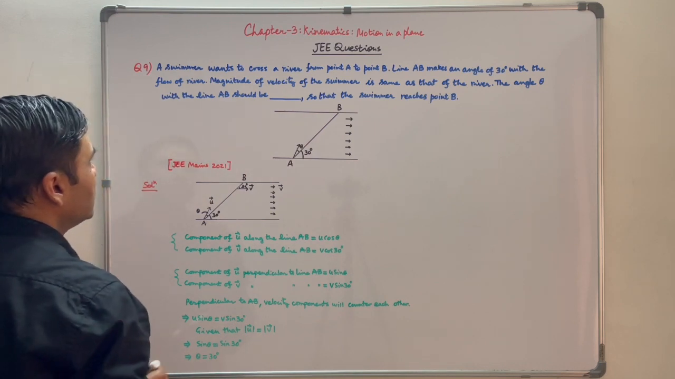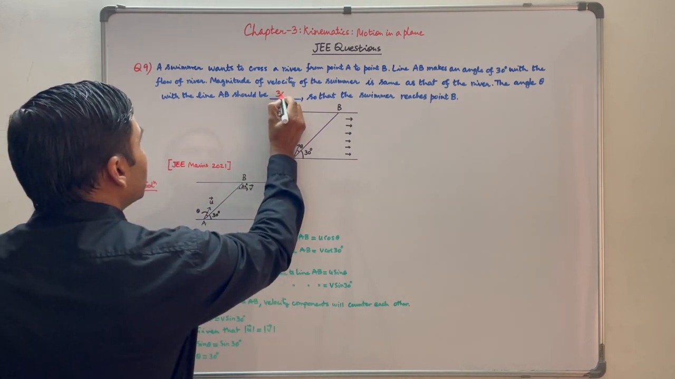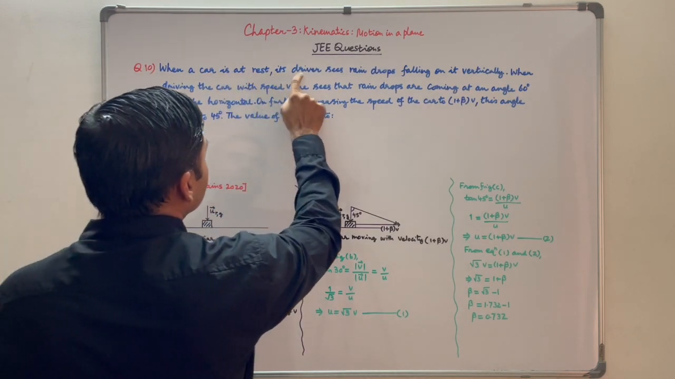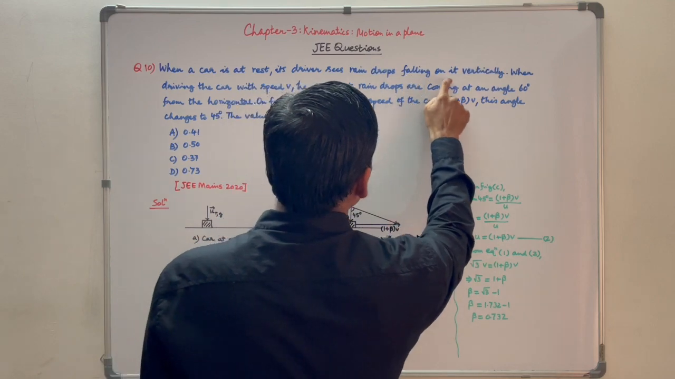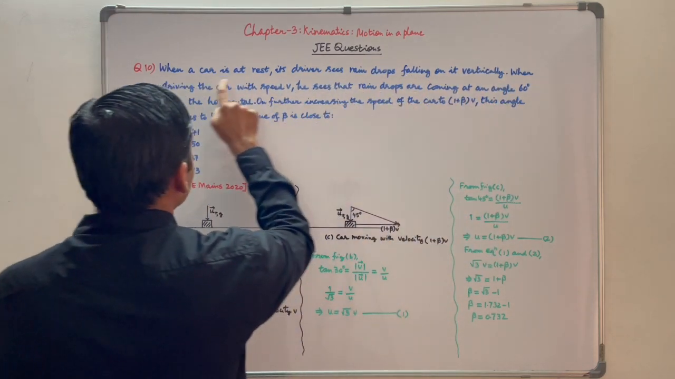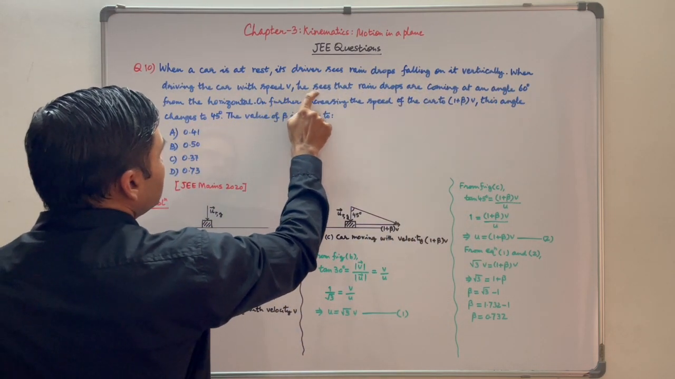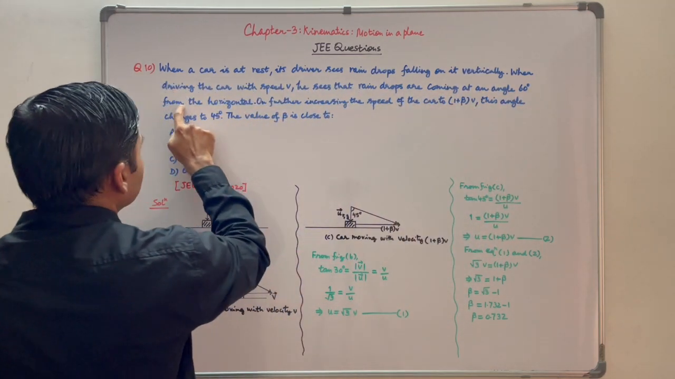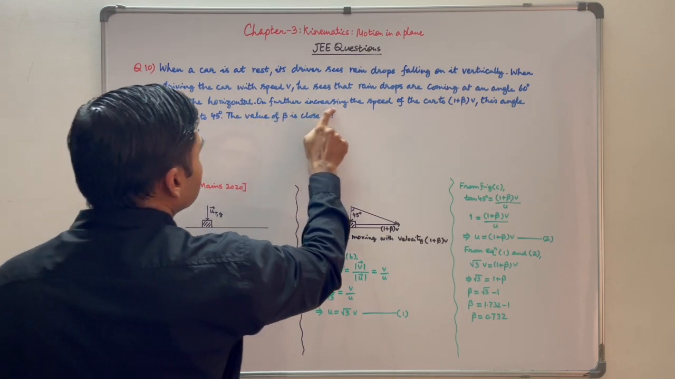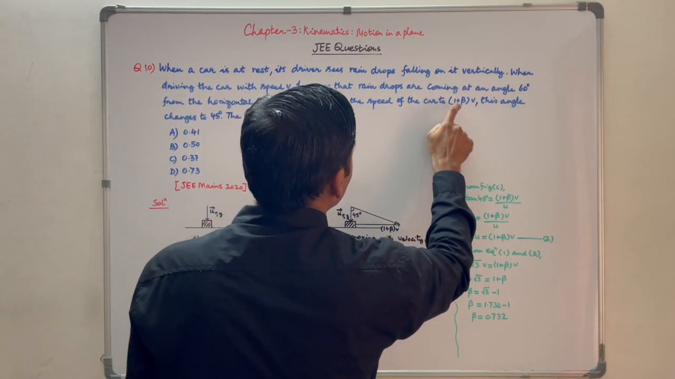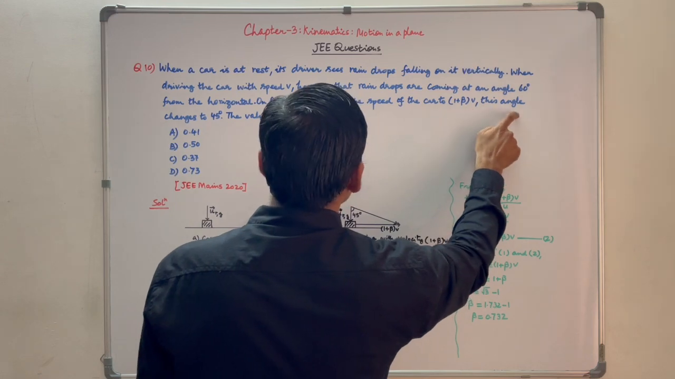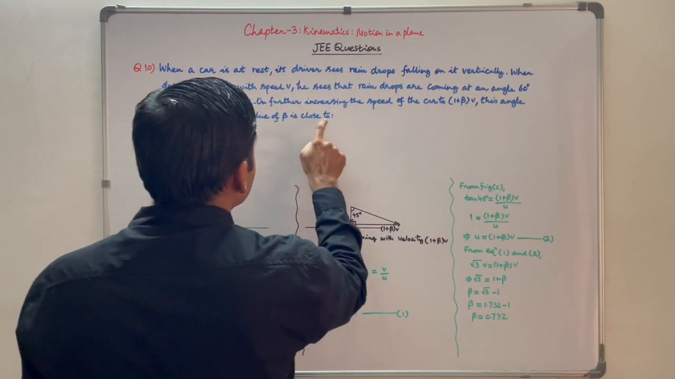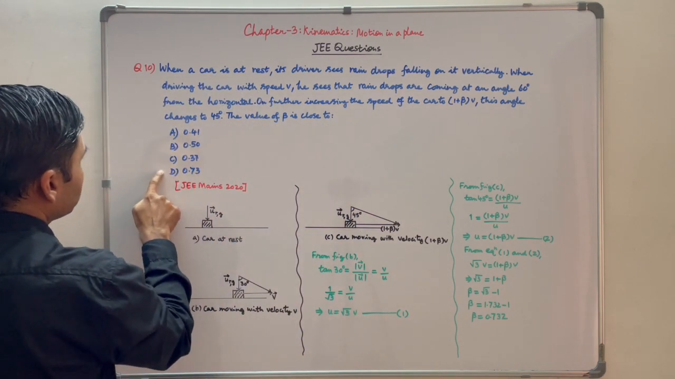So the answer is theta should be 30 degrees. 10th question. When a car is at rest, its driver sees raindrops falling on it vertically. When driving the car with a speed V, he sees that raindrops are coming at an angle 60 degree from the horizontal. On further increasing the speed of the car to (1 plus beta) times V, this angle changes to 45 degrees. The value of beta is close to, these are the options given.